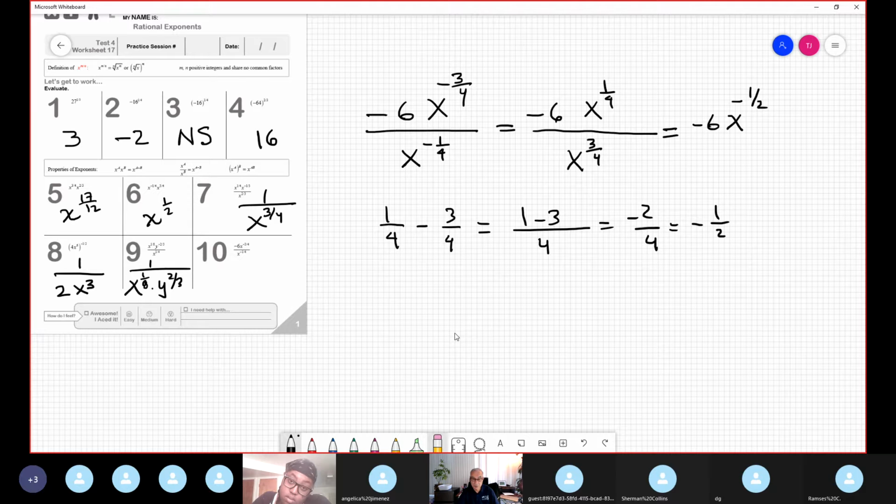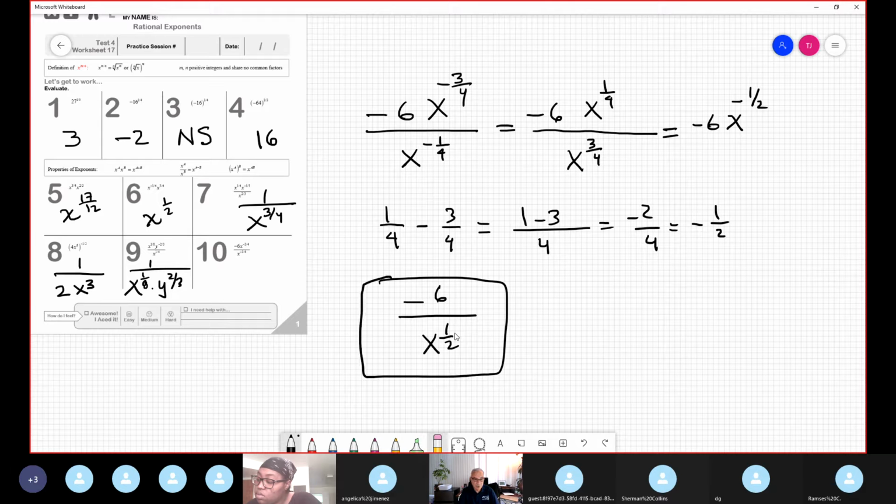Final answer? Of course, no. Never express the final answer using a negative exponent. It's -6; the coefficient is allowed to be negative, but the exponent, no. x to the positive 1/2 in the bottom. Final answer: -6 over x to the 1/2.